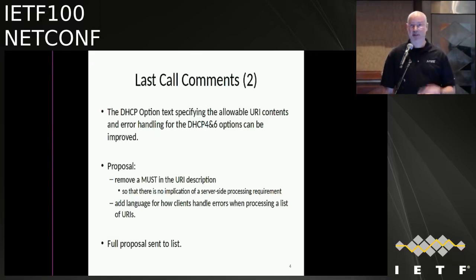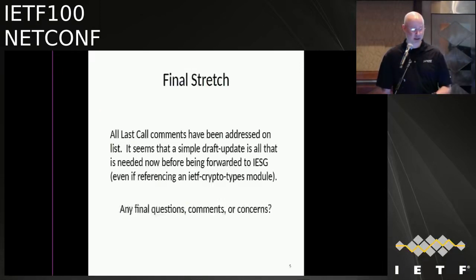And then, to accommodate that, we added additional language to cover how clients handle errors when processing lists of URIs. We go over the fact that the URI has to be of a certain structure, and if it's not of that structure, then parts of it can be thrown away, and other parts, if they're there, then it has to skip over that entire URI as if it weren't present in the first place. Again, that full proposal was sent to the list. We view this, and actually even the previous comment, as somewhat editorial comments.